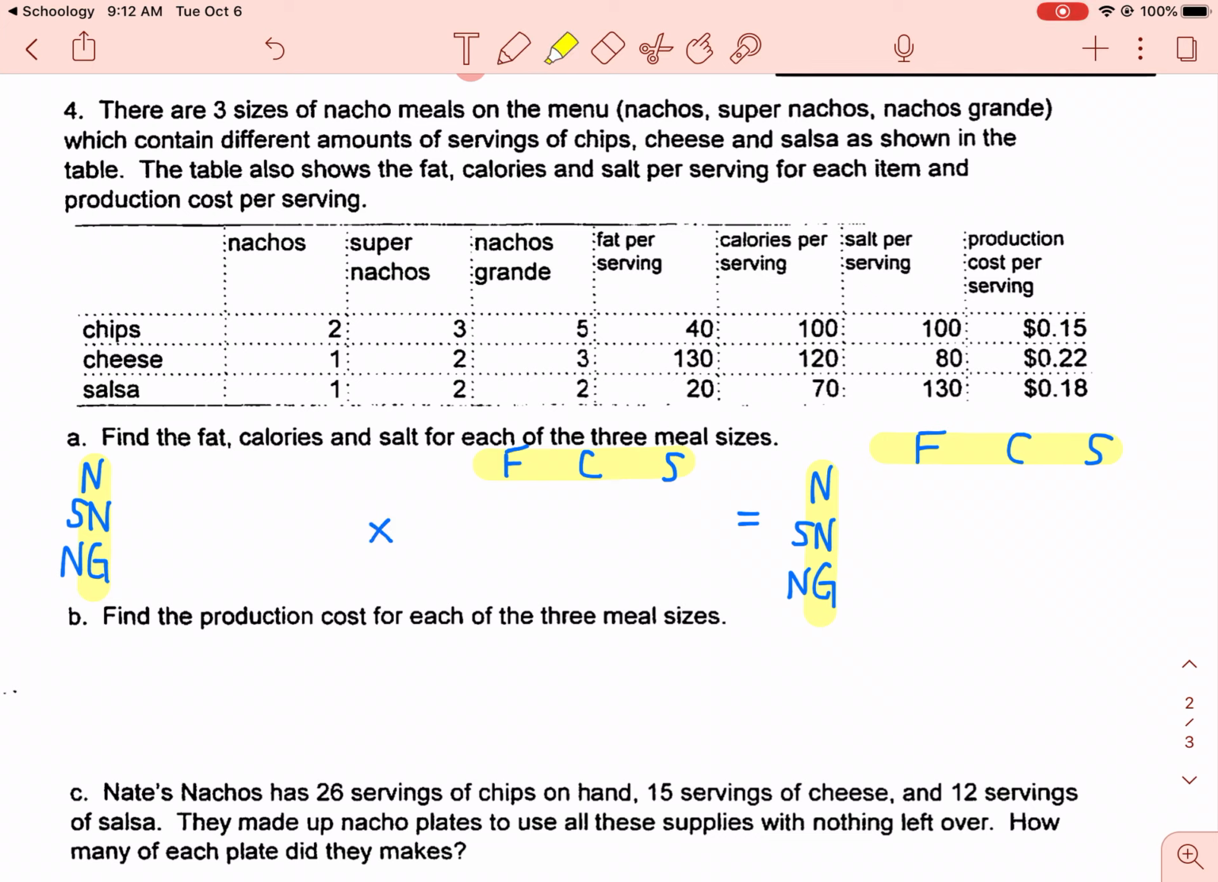Now I need to see what units should go on the top and the side, because those need to match and they need to be the same. Well, when I'm comparing these, I'm actually comparing the chips, the cheese, and the salsa. How much are they individually? And multiply. So I'm going to go CP for chips, CH for cheese, and S for salsa. They are the same. It's a 3 by 3 times a 3 by 3, so my result will be a 3 by 3. This is the hardest part. If you can get to this with a little bit of thinking, you will be fine. Think about what you want in the end and what you have in common.